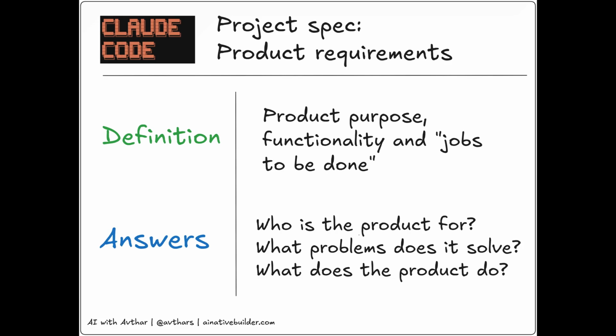The product requirements are about what you're building and why. It answers 3 key questions. Who is the product for? What problems does it solve? And what should the product do? This is where you exercise your creativity, your insight, and your product sense. You need to think about who you're building for and what problems you want to solve for them. Sometimes that person is you, so take some time to think about it.